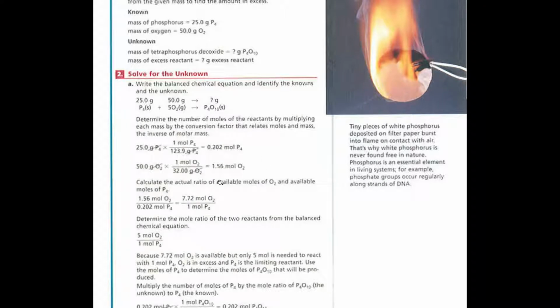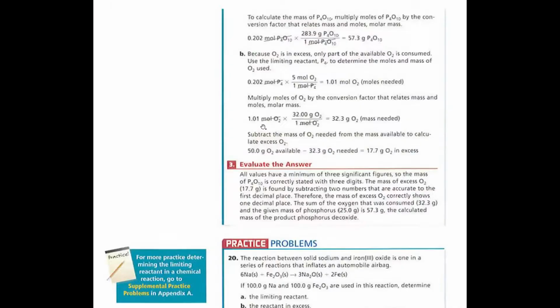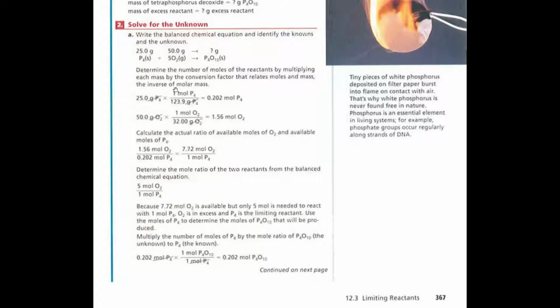At this point, the way the book solves the problem is different than the way the videos solve the problem, but both are 100% correct, which is why I wanted to do one from the book. So let's calculate the actual ratio of available moles of O2 and available moles of P4, which means we're going to look at what we have, and compare those ratios to what the balanced chemical equation says we should have.